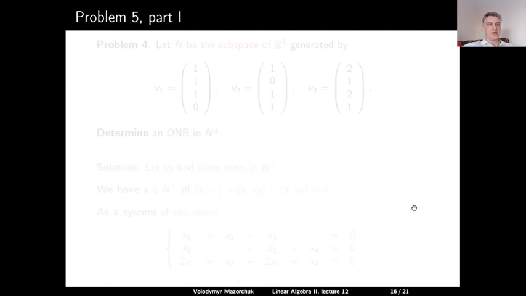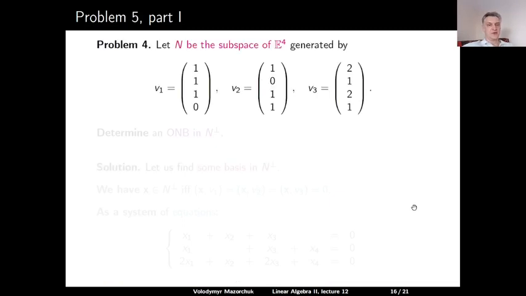Problem 5. Let N be the subspace of E4 generated by the vectors V1, which is 1, 1, 1, 0, V2, which is 1, 0, 1, 1, and V3, which is 2, 1, 2, 1. Determine an orthonormal basis in the orthogonal complement to N. Solution. Let us start by finding some basis in this orthogonal complement.